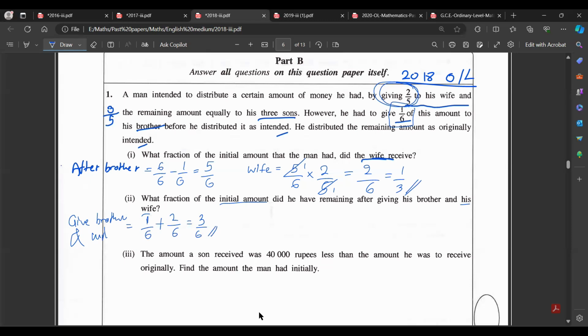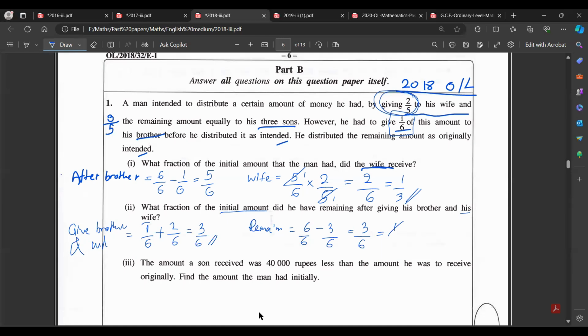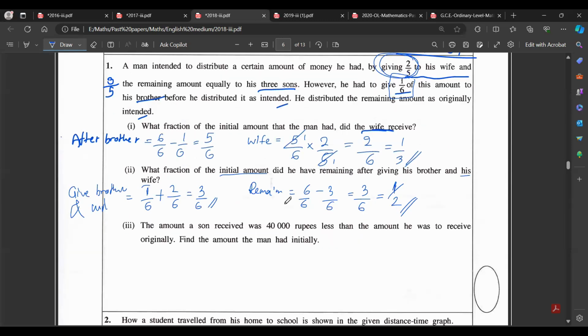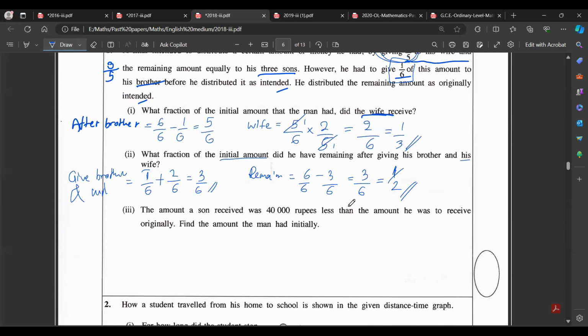So what is the remaining after that? If they are considered 6 parts, 3 parts are used. Remaining also 3 out of 6. Otherwise 1 over 2. 1 over 2 or 3 out of 6, both are correct. Clear? First of all, you have to think 1 over 6 should be given for the brother. That's the important part. Okay. After that, you have to share the other fractions the same way.